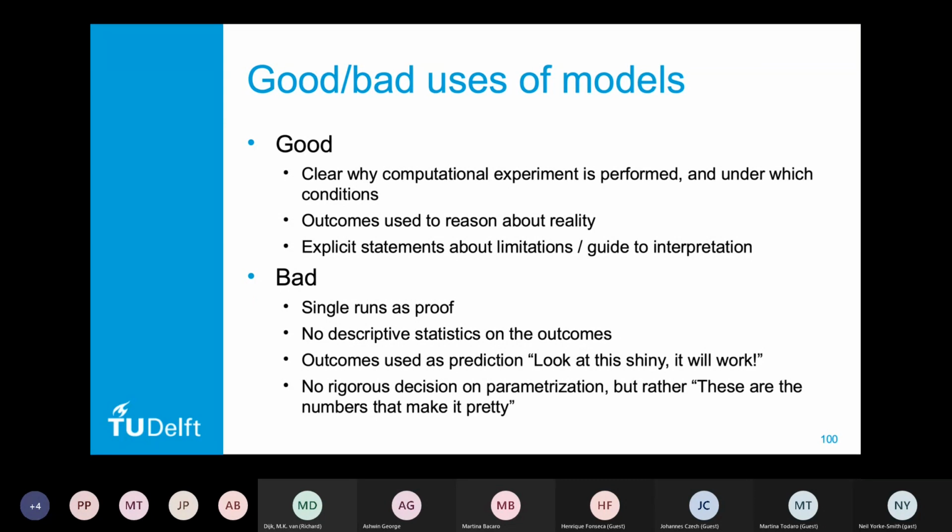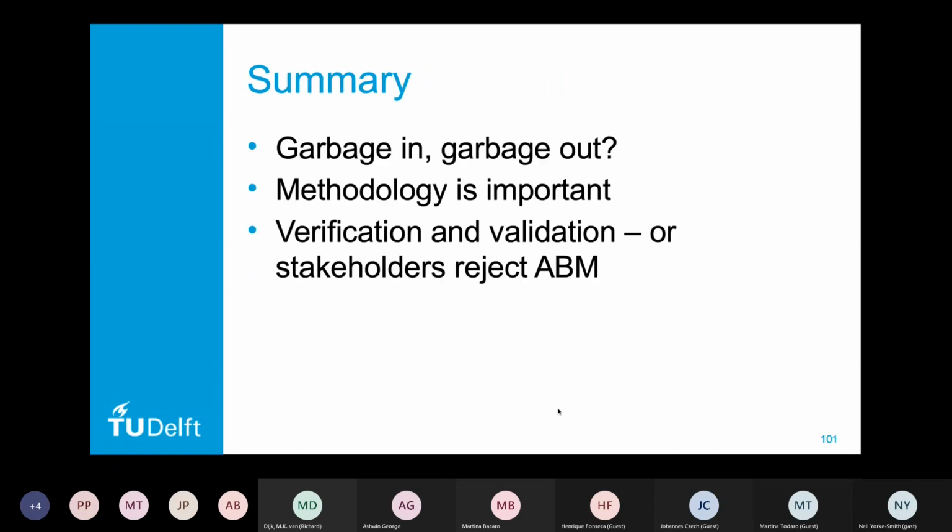So in a good paper, it's clear why they did these experiments, and the outcomes of the model are connected back to the system under study. And there are explicit statements about limitations or interpretation. On the other hand, you read a paper and, well, they ran the model once and QED, not so good. There's no statistics. Look, it went up. There are things like, hey, we did this really cool AI agent-based modeling stuff. So these kinds of things: good and bad models, and good and bad uses, abuses, if you will, of agent-based modeling.